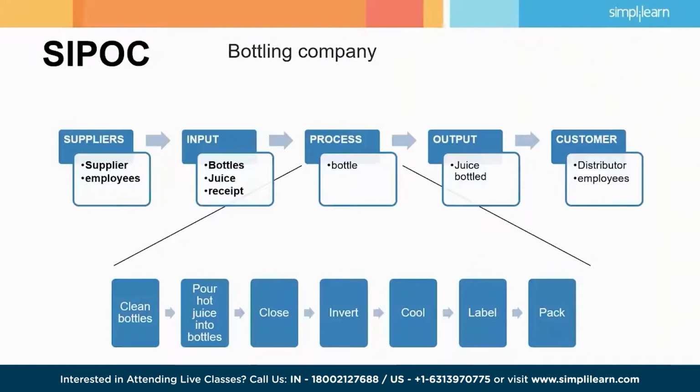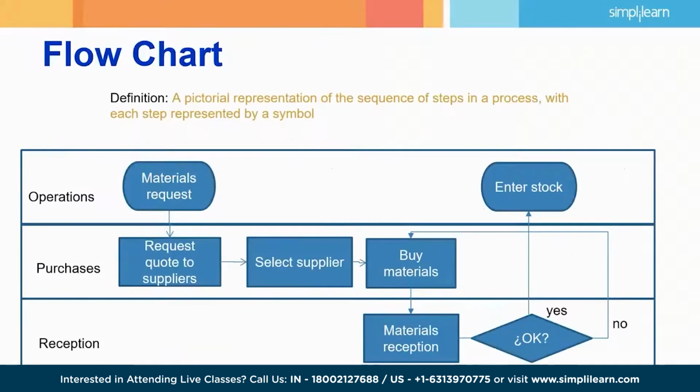So, what about the process itself for bottling? Well, you just have to write all the tasks that are related to your process. In my case, it would be first clean the bottles that have been received from the supplier, pour hot juice into the bottles, close the bottles, and invert them so that the juice gets to all parts of the bottle. Then you have to cool it down. Then you have to label it, and then you pack it. Once you finish all the steps, you are ready to have the juice bottle and distribute it.